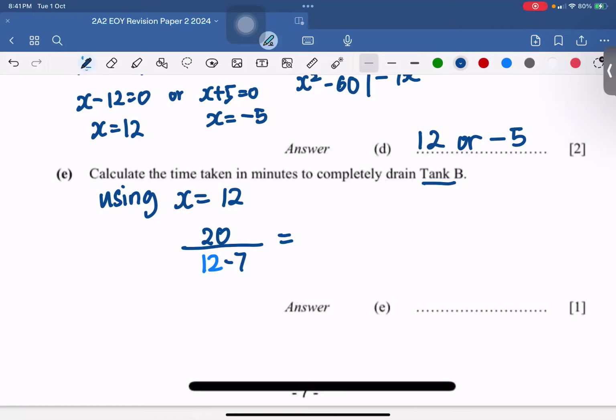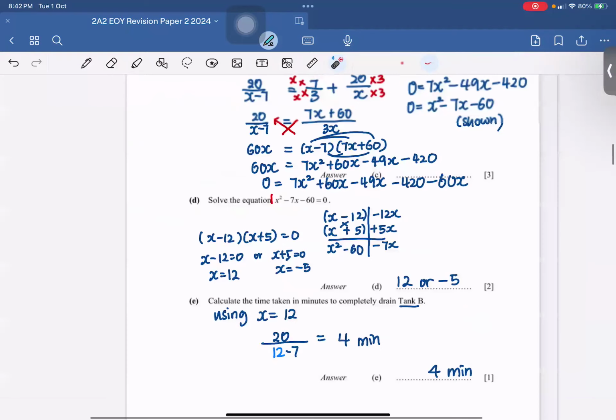Let me change back my calculator. 12 minus 7 is 5. 20 divided by 5, 4. So 4 minutes. Answer. Put in the units. Remember, okay? Alright. This kind of question, sure, tested.